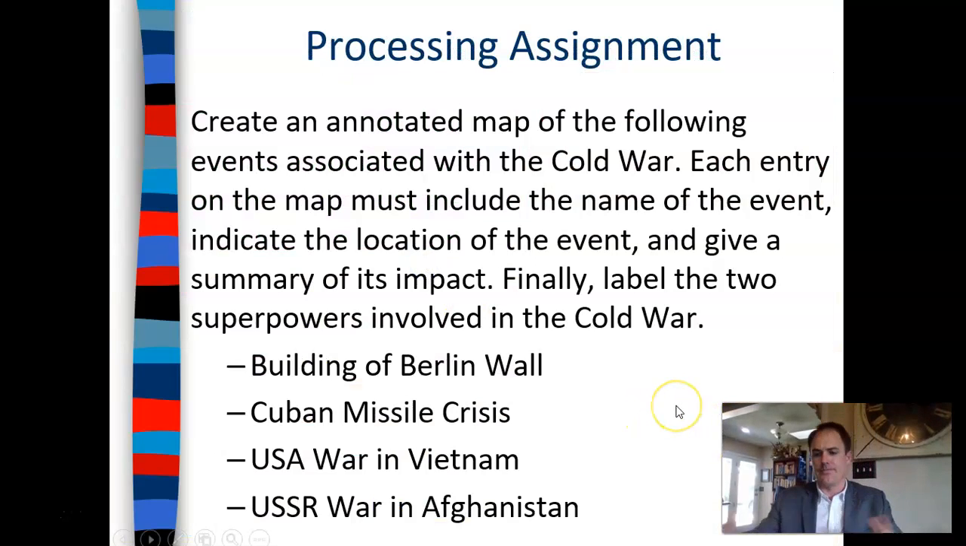All right, here we are to the processing activity. Like I said, it's again an annotated map. You must have the name of the event, indicate the location of the event, like draw a line, and give a summary of its impact. Most important here, summary, short, 1 to 3 sentences, its impact, right? The effect of the event, especially as it relates to the Cold War, and as last time, label the two superpowers. All right, here they are: building the Berlin Wall, Cuban Missile Crisis, the USA war in Vietnam, and the USSR war in Afghanistan. All right, make sure these 4 are on the map.